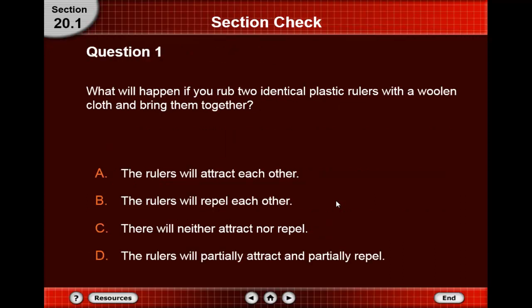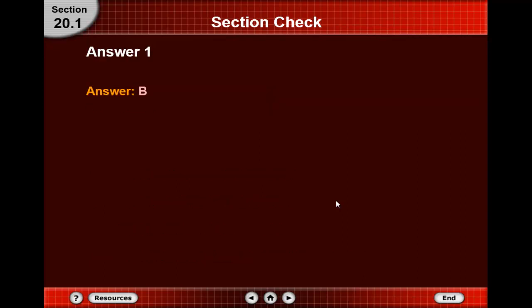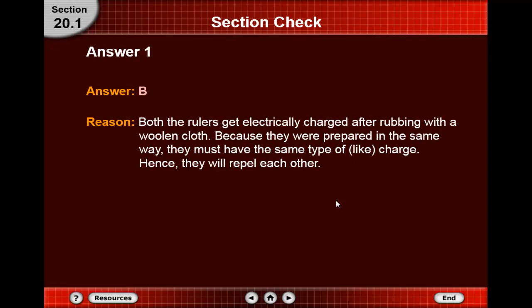What will happen if you rub two identical plastic rulers with woolen cloth and bring them together? The rulers will attract each other. The rulers will repel each other. They will neither attract nor repel. The rulers will partially attract and partially repel. The answer is B. Both rulers get electric charge after rubbing with woolen cloth because they were prepared in the same way. They must have the same type of charge, so they will repel each other.